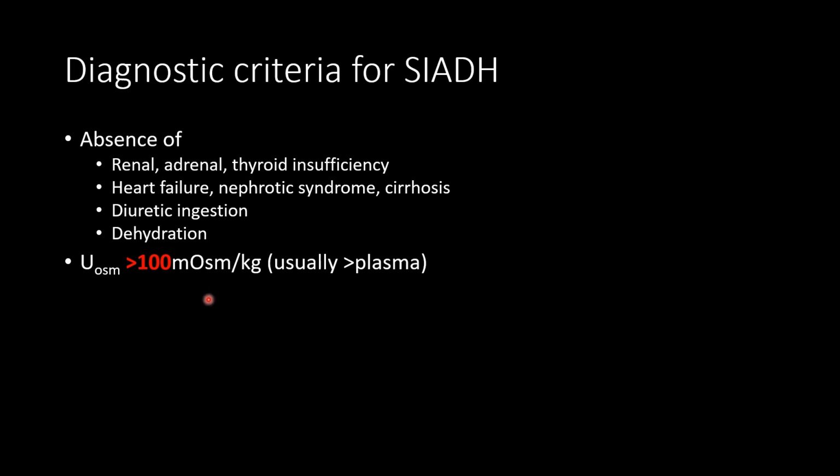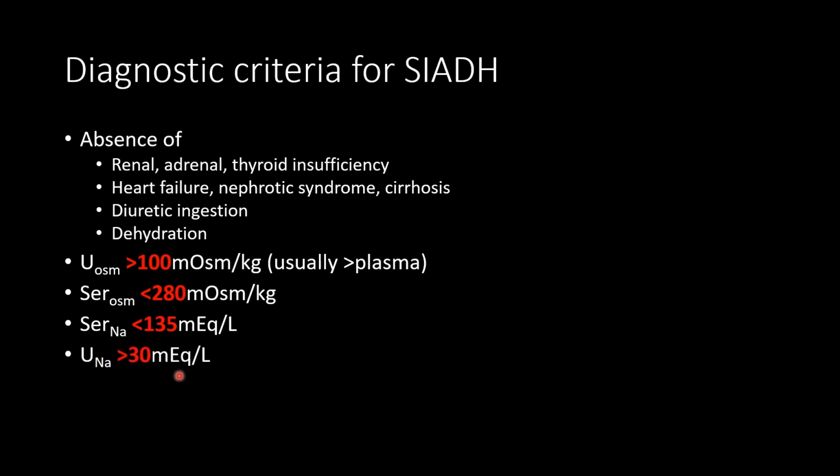Next criteria is serum osmolality. As the water is getting absorbed more and more into the systemic circulation, what will happen to the serum osmolality? The serum osmolality will be less than 280, or serum osmolality will be lower because the water is diluting. Serum sodium, obviously SIADH is a cause of euvolemic hyponatremia, so the serum sodium will be less than 135, and urinary sodium will be more than 30.